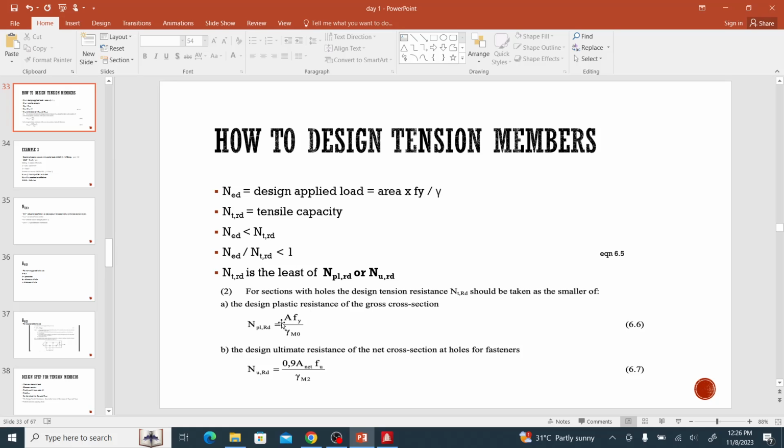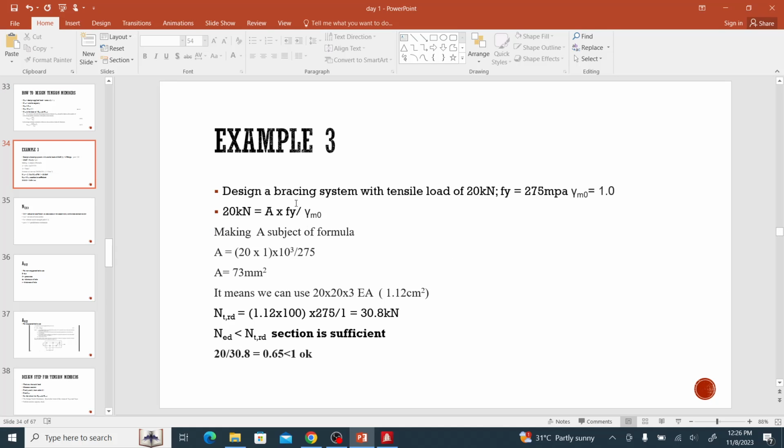In this case, we're going to use an angle iron. We have a bracing system taking an axial tensile load of 20 kilonewton. The strength of steel is 275 and the material factor is 1.0. From what we know, the strength of the material is equal to force over area. If we make area the subject of the formula, we'll get an area of 73 millimeters square.